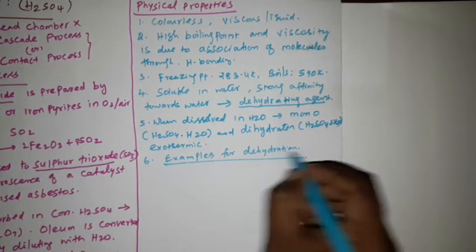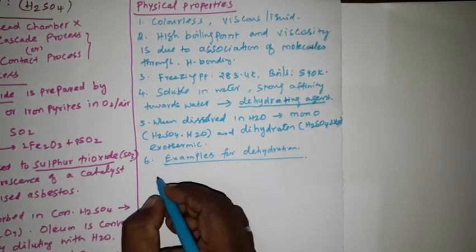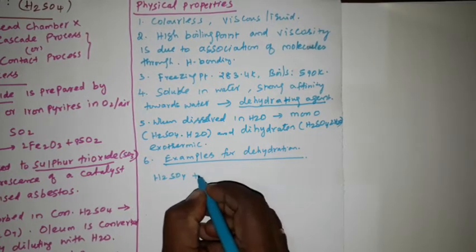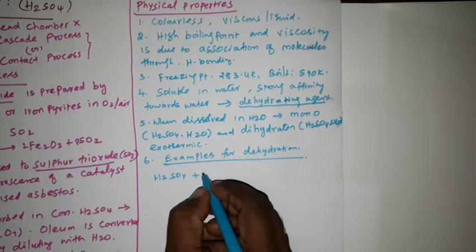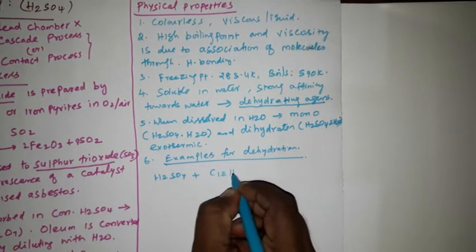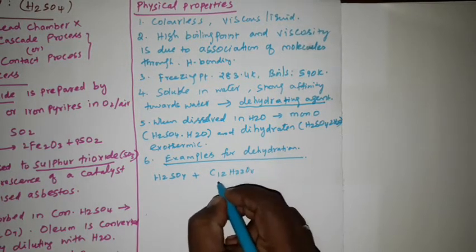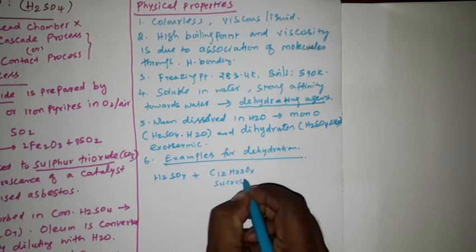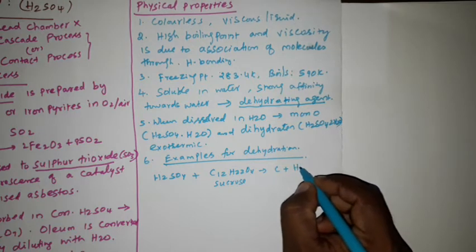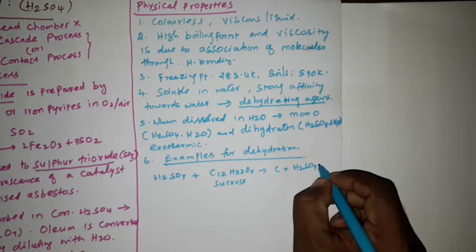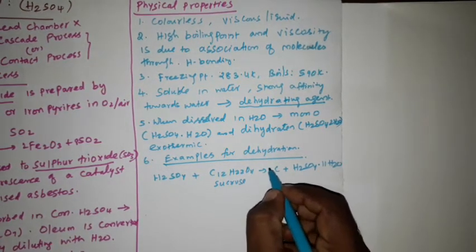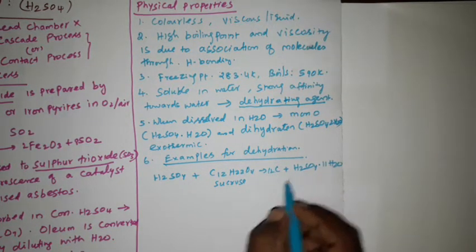Okay, so when it reacts with sugar, H2SO4 plus sugar. That formula is sucrose, C12H22O11. Then carbon plus H2SO4·11H2O. Okay, balance the equation: 12C. That's all.